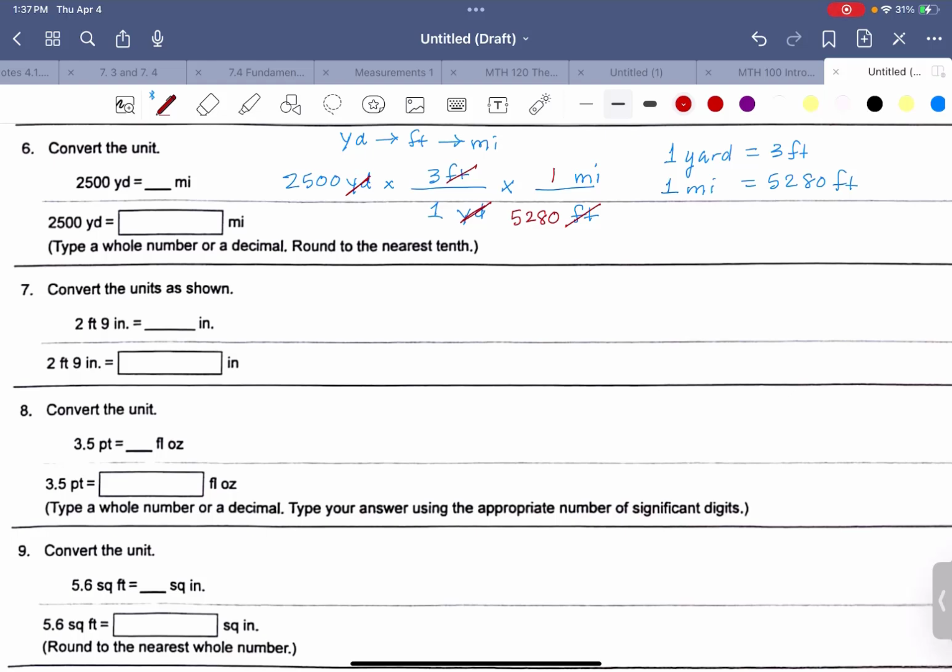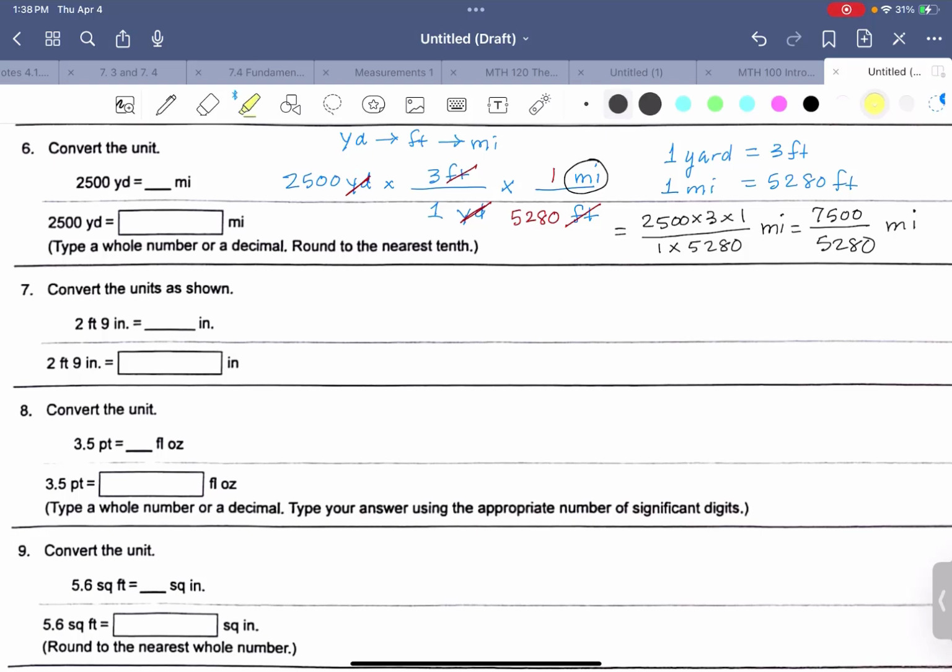So on the top, I have 2,500 times 3 times 1. 2,500, first numerator, times 3 times 1. On the bottom, I have 1 times 5,280, and my remaining units are now miles. So I get 7,500 divided by 5,280 miles. And then we're going to have to round to the nearest tenth again.